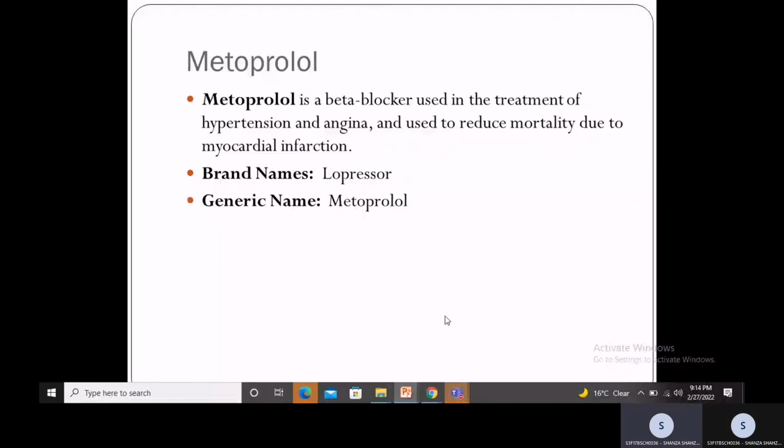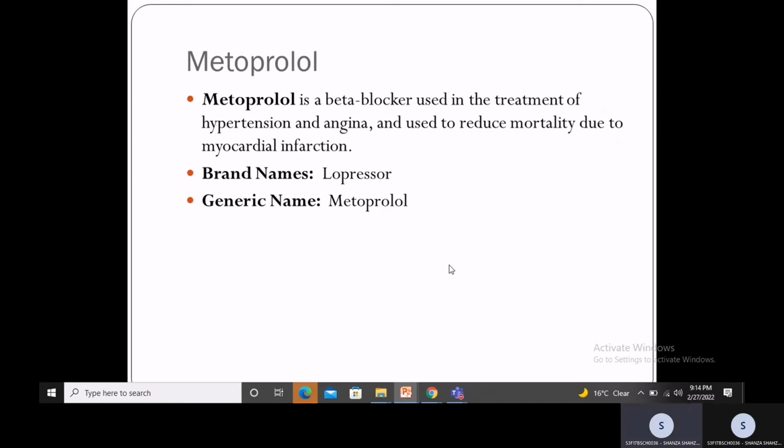In my next slide, examples of beta blockers, there is metoprolol. Metoprolol is a beta blocker used in the treatment of hypertension and angina. Angina is a heart disease. It is also used to reduce mortality due to myocardial infarction. The brand name of metoprolol is Lopressor and the generic name is metoprolol.